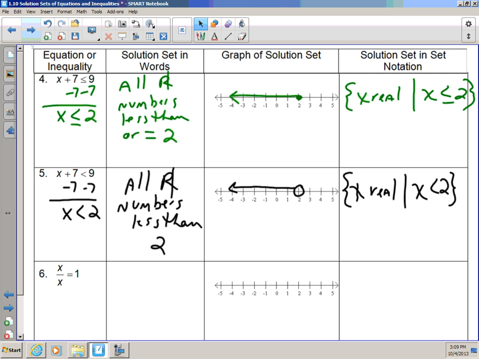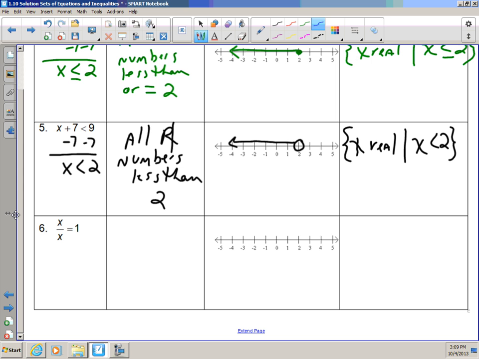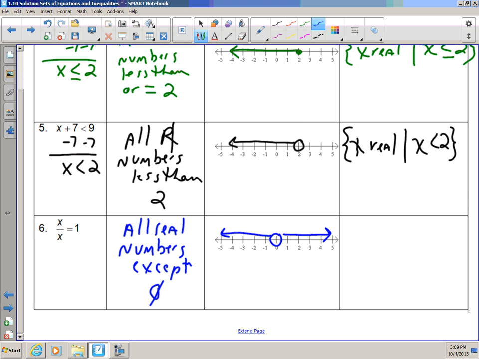Okay, and then the last example, going back to what we did in the do now, x divided by x equals 1. Well, you saw from the words that we described our solution set, all real numbers except 0. Well, there's actually a very simple way to represent that on the number line. Open circle over 0, and my lines continuing in both directions. How do I write that in set notation? X is all real, but x cannot be 0.